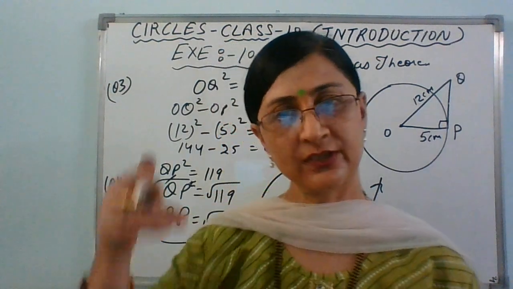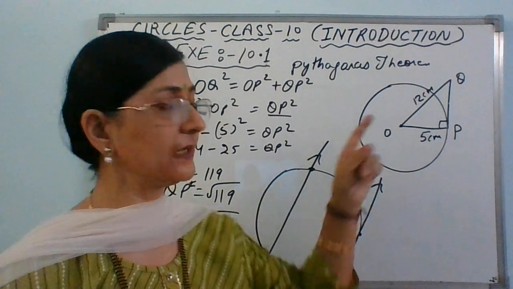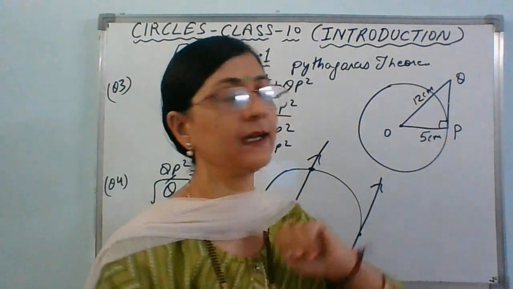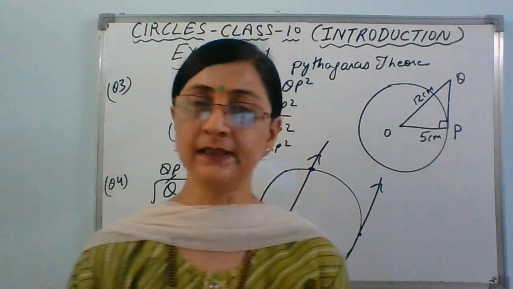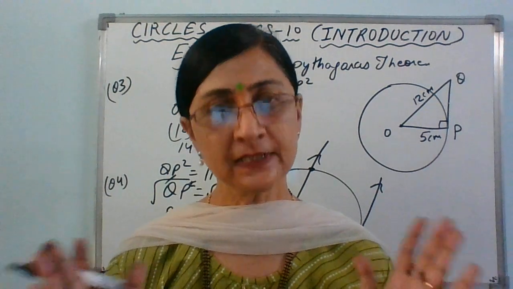The third question is about the Pythagoras theorem. You have to apply it here, and this is the fourth one. Why did we apply the Pythagoras theorem here? Because the tangent and the radius meet at 90 degrees, right? This is a theorem. So this was all about the introduction of circles.